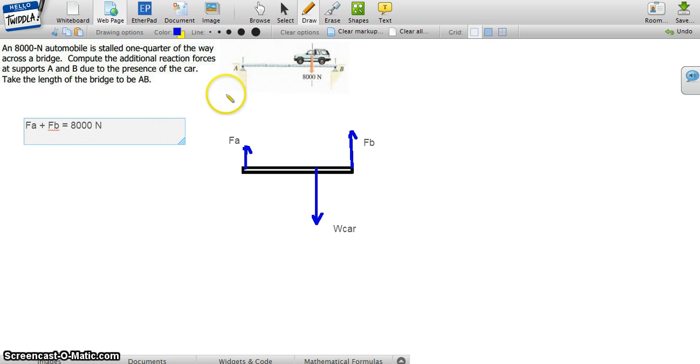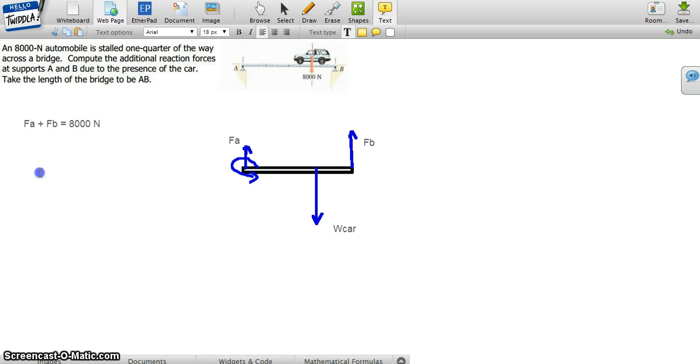And I could pick any point I want to be the pivot point, but the smarter places would be at the ends, because then those forces don't create a torque and they're unknown to me, so it gets rid of one of the unknowns. So I'm going to pick this end down here to be the pivot point.